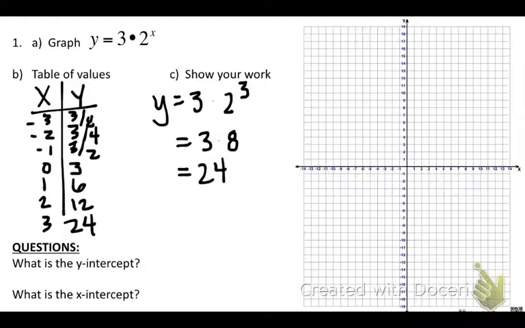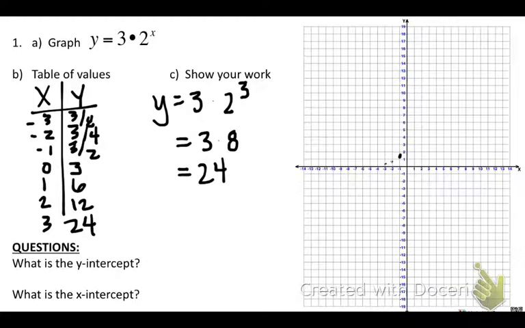Okay, so let's see. Negative 3 and 3/8. Oh, geez. Can I even... It's way down there. It's a little bit under half. Okay, and then negative 2 and 3/4. Okay, right there-ish. Negative 1 and 3 halves. That 3 halves is equal to 1 1/2. So it's climbing still.